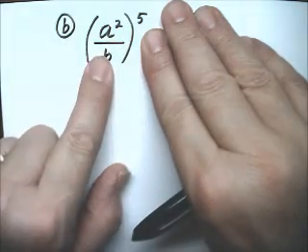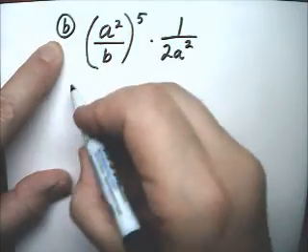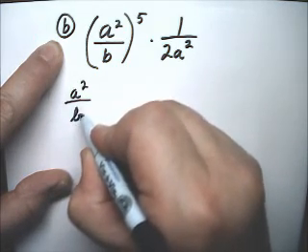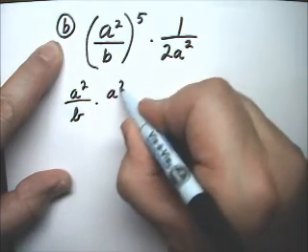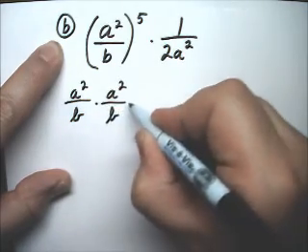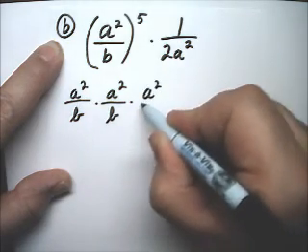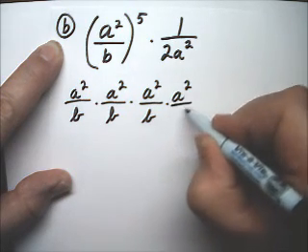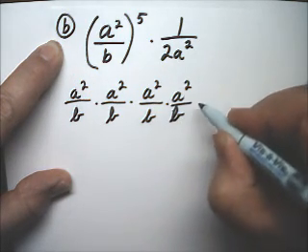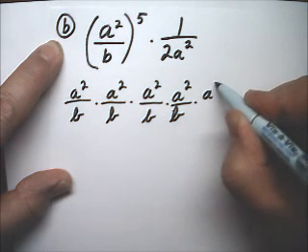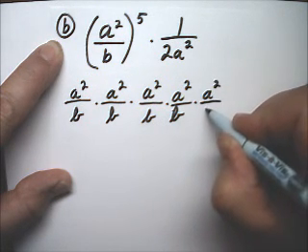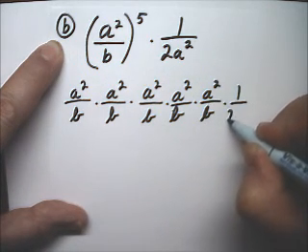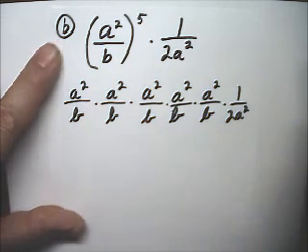Here I have 5 of what's in the parentheses here. So that's a squared over b times a squared over b. I switched to a cursive b. A squared over b times a squared over b. That's 4 of them, and now one more, times a squared over b times 1 over 2a squared.